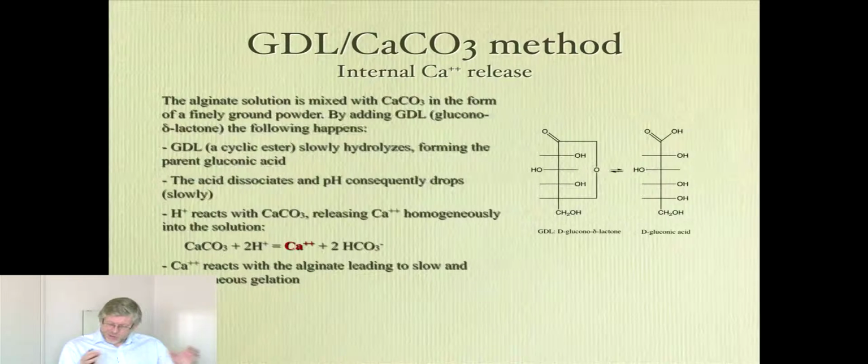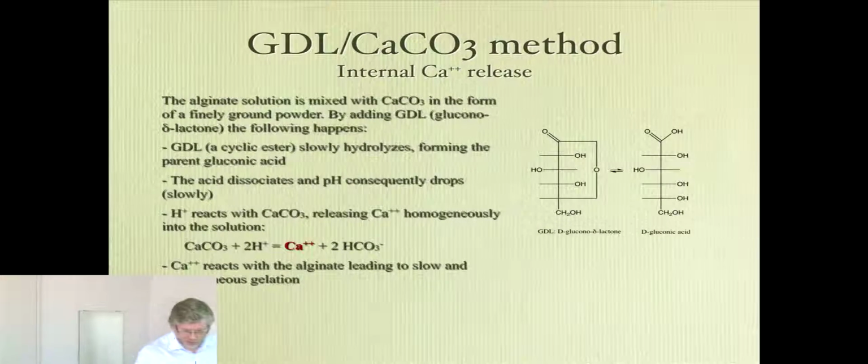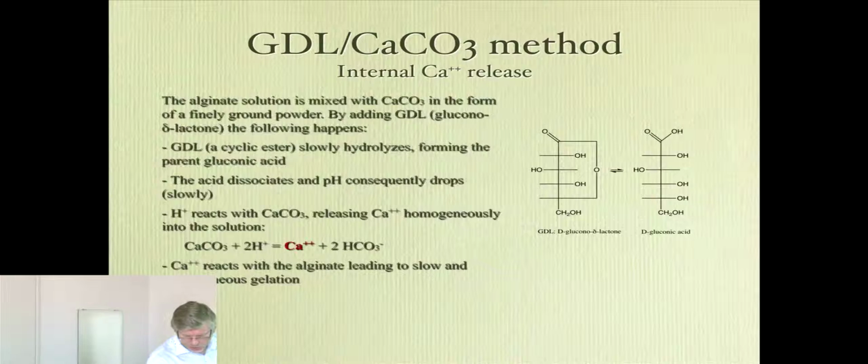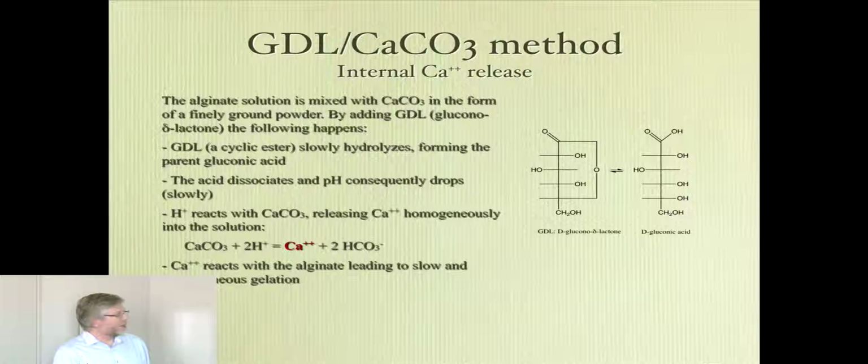But since the calcium carbonate is homogeneously distributed inside the bead, the calcium will be released homogeneously at the same time at all places. So this is a reaction: calcium carbonate plus protons give free calcium and bicarbonate, and actually also some CO2 if the pH goes down too much. So calcium carbonate reacts with the alginate, leading to a slow and homogeneous gelation.